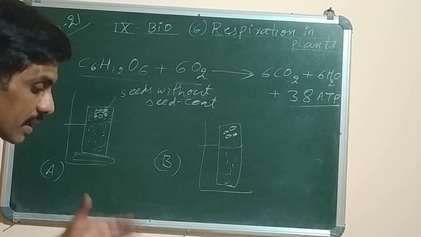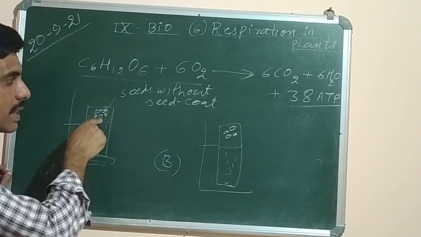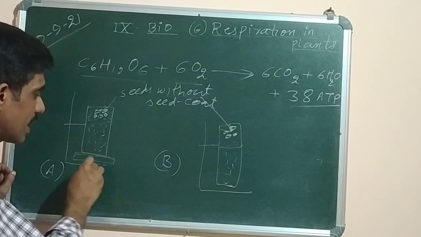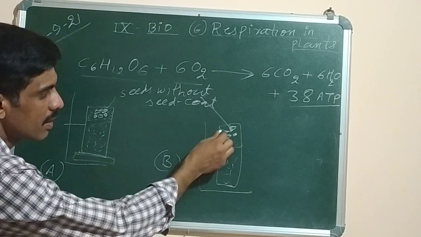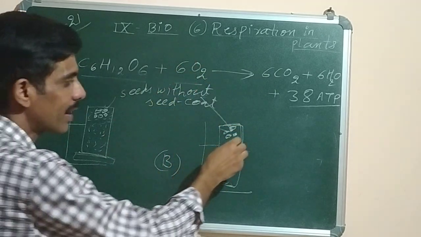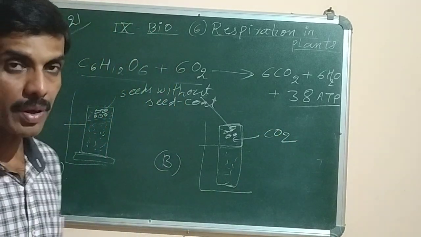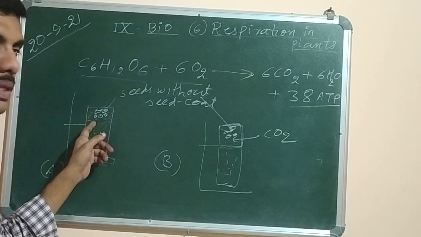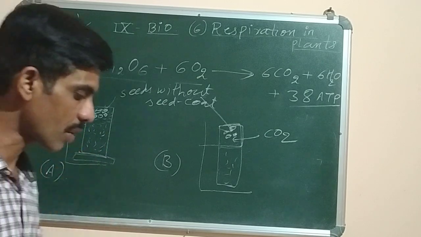Now what does this experiment show? From this experiment, you have kept some germinating seeds without seed coat in both the tubes, test tube A and B, inverted it and sealed this one and filled mercury inside it. You will find that after some time a vacuum is created here in the upper part of the test tube. That vacuum contains a gas which is CO2, carbon dioxide gas. Now from where is that carbon dioxide gas produced? It is produced by the germinating seeds due to anaerobic respiration, means they are respiring in the absence of oxygen.